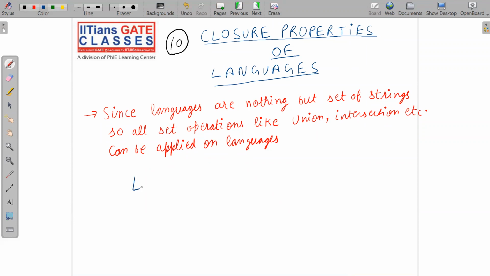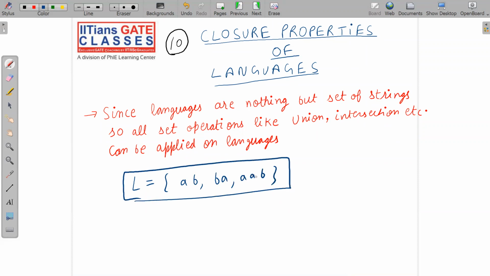But let me give you some idea. What exactly is a language? A language is a set of strings, like I write a, b, bab, and so on. Okay, so this is a language. So a language is nothing but a set of strings. So all the set operations like union, intersection, complement, set difference, and so on, all these operations can be applied on languages also. Okay, this is the basic point which you should remember.